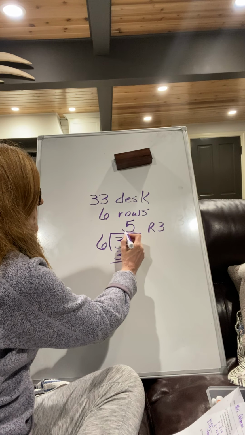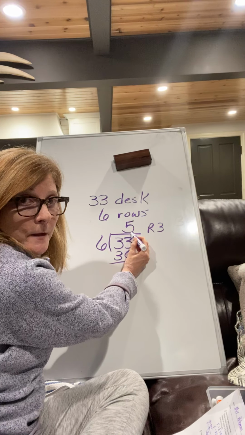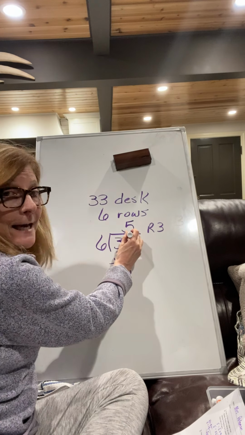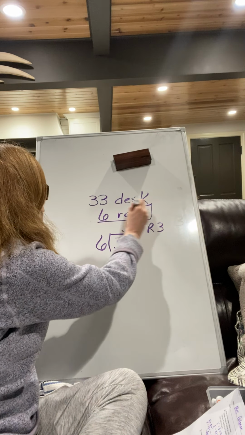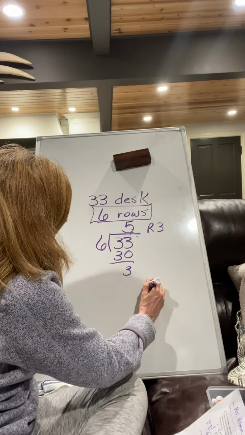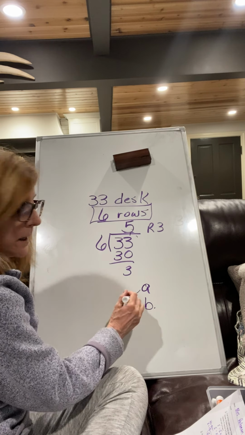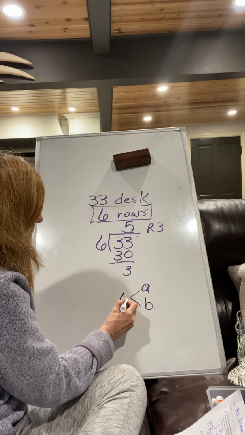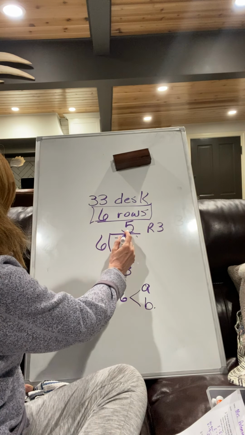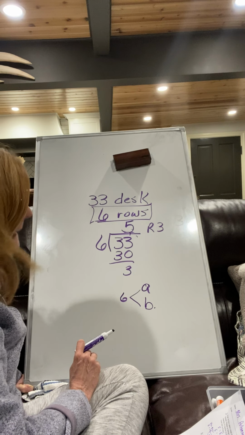Just because you got 5 up there in the quotient doesn't mean the answer is 5. Because what are you finding out? These are the desks. It tells you right here, 6 rows. So when you go to answer A and B, the sum of A and B will have to equal 6 rows. All right? So how many are going to have 5?